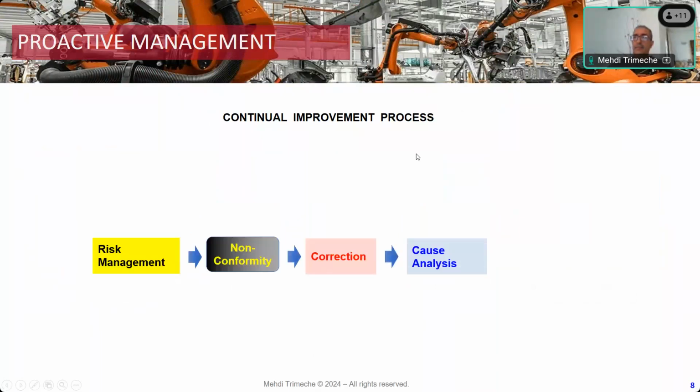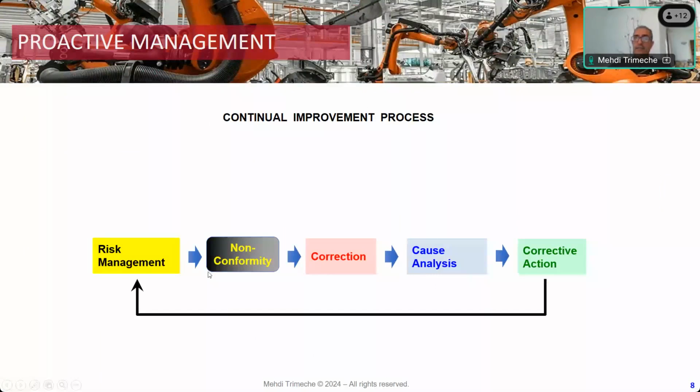After that, the process is almost the same. In case of non-conformity, the impact will be low. The improvement process will be carried out the same way. And instead of preventive actions, we look to the risk management process to add new risks or to reevaluate existing risks. So we start by managing the risk to prevent all this chain. In case of non-conformity, we proceed the same way by correction, cause analysis, and corrective action. But no more preventive actions because we are in a proactive process.